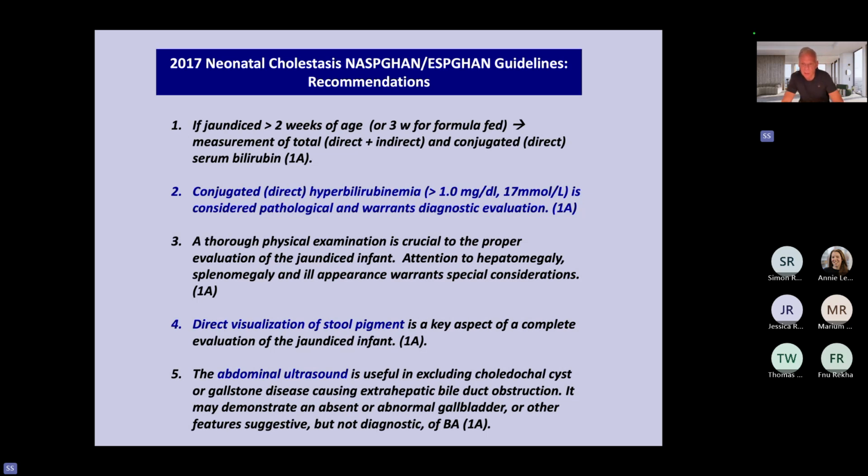Conjugated hyperbilirubinemia greater than 1 milligram per deciliter is considered pathologic and warrants diagnostic evaluation. Direct visualization of stool pigment is a key aspect of a complete evaluation, and the abdominal ultrasound is useful. So it's measure the bilirubin. If it's greater than 1, visualization of stool pigment, and the abdominal ultrasound. Notice there's nothing here about laboratory studies, because the laboratory studies are not diagnostic of biliary atresia, and can be associated with any one of a number of disorders.